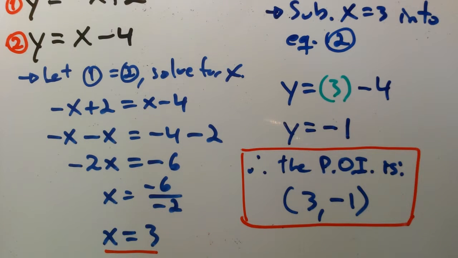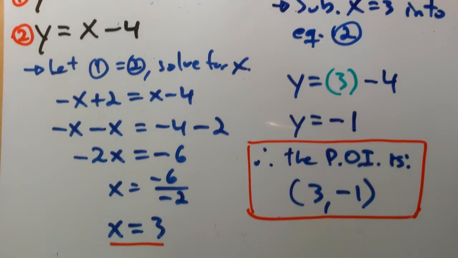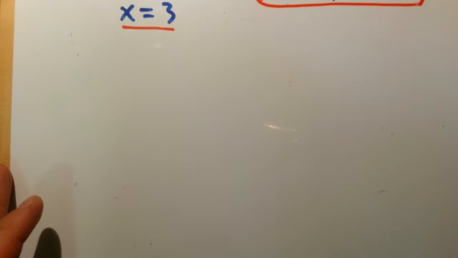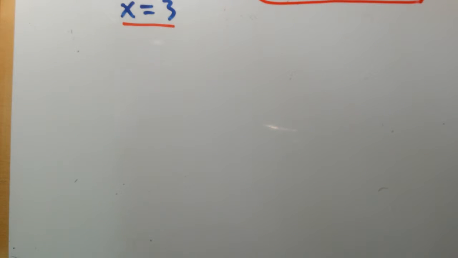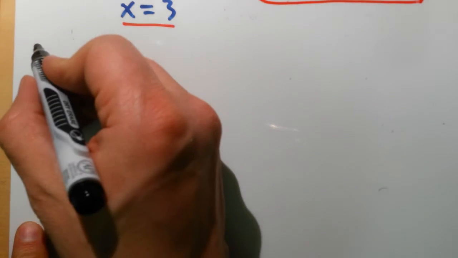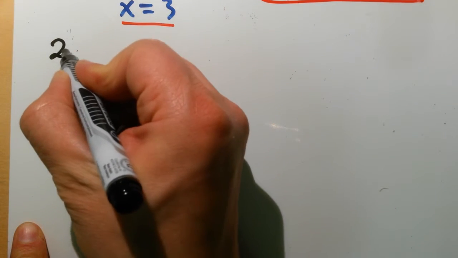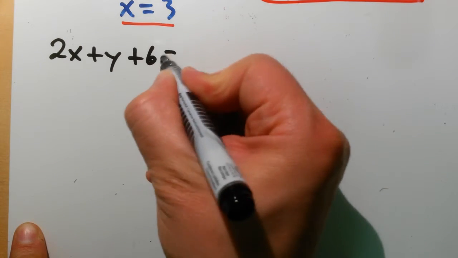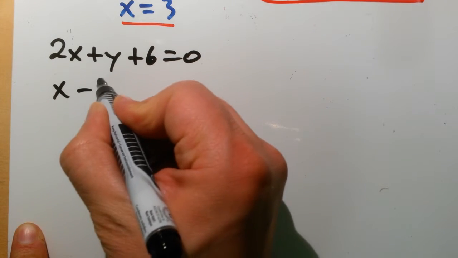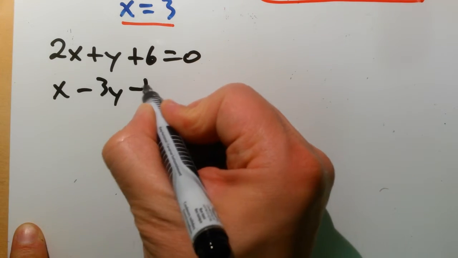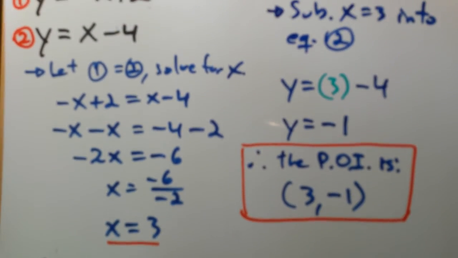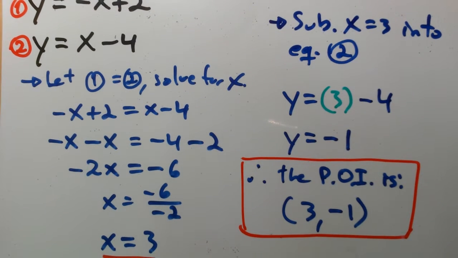Alright, let's look at one more example. You may pause this video if you want to try it yourself. What if they give us the equations but in standard form? What if they ask us to solve 2x plus y plus 6 equals 0 and x minus 3y minus 4 equals 0? And by the way, just to go back to the previous example, I guess I was getting ahead too quickly.